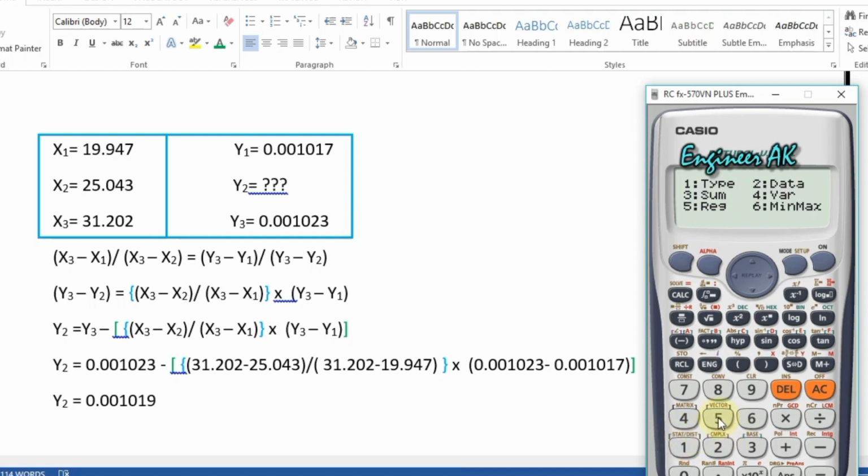Then you have to press 2 times 5, and I told you that this sign must come after the value at which you are going to find the interpolation. And now let's see. Here we go, we are getting the same value. If we eliminate this, you will get 0.001019, and 0.001019. So through this we can directly find interpolation using a scientific calculator.